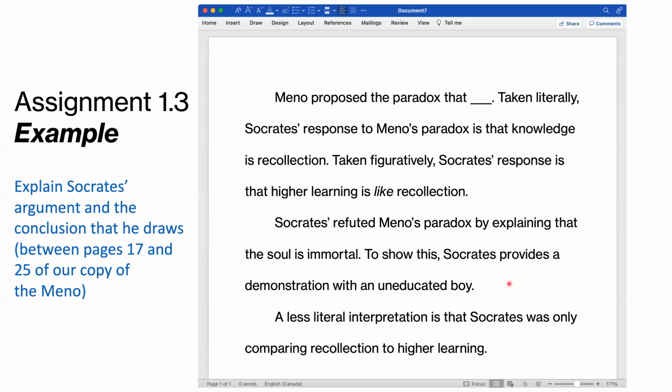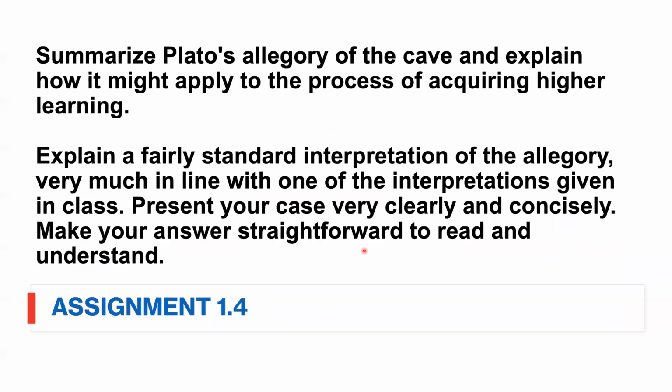Okay, and you could go through that. So now you've introduced your points, and then you give the points in their own paragraphs. Very clean. So again, now back to assignment 1.4.